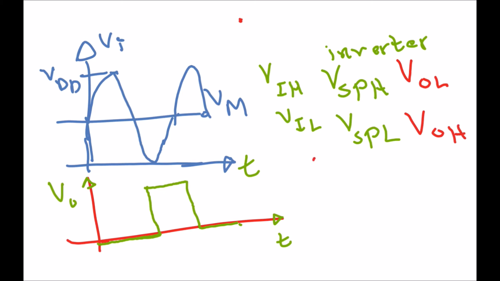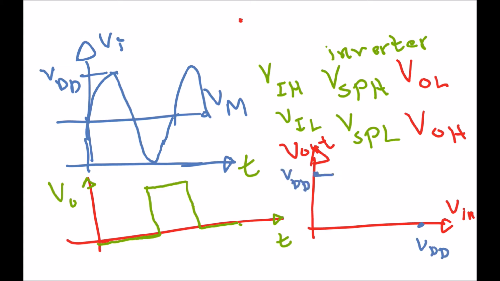high. Here what we want to have is slightly different from the inverter. What we require is, let's say here we have our VDD, that the output is pulled low. Okay, this is a typical inverter. Here this is VM. Here we want the output to be pulled low at some point higher than VM, which means that this is what we would call V switching point high.